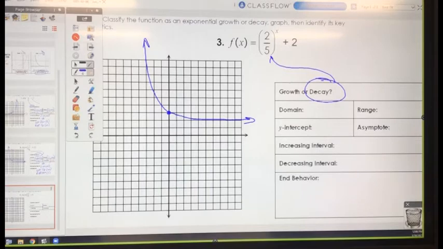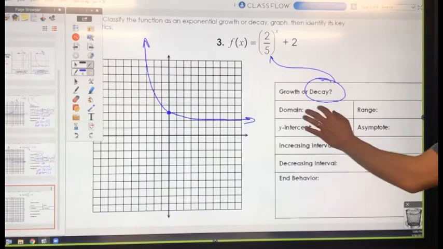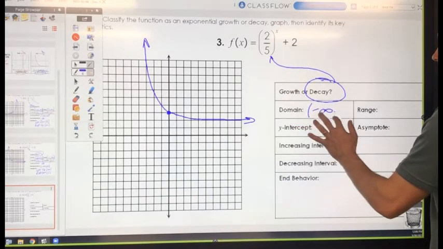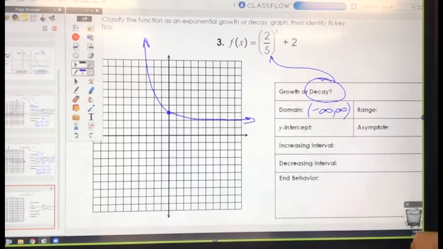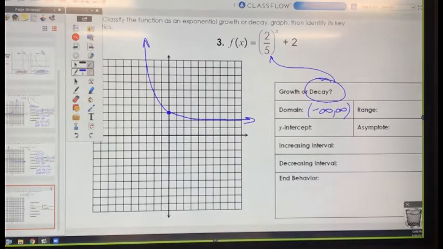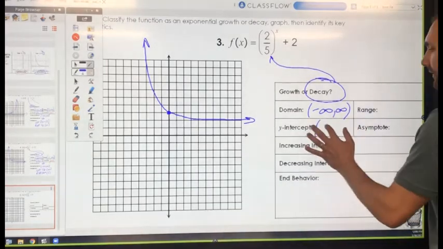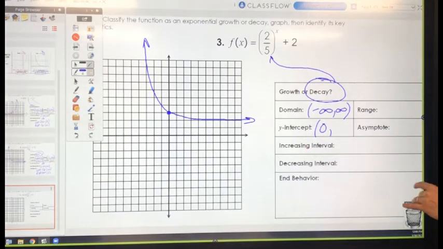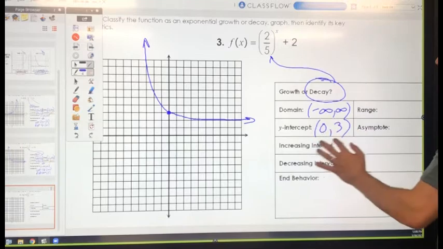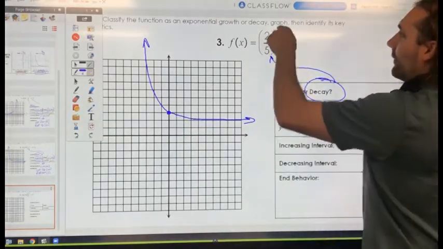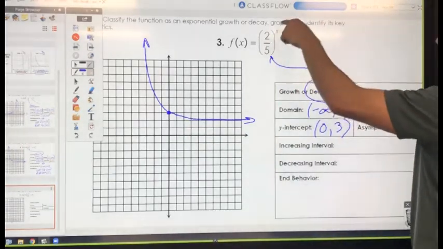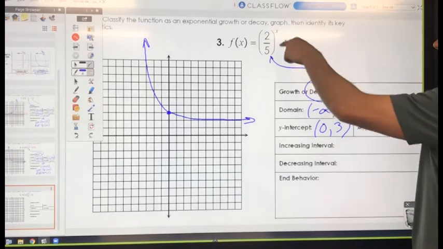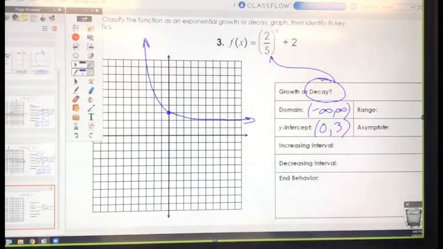What would be the domain? Negative infinity to infinity, same as always. What's my y-intercept? 0, 3, very good. So if I were to make x 0, that's 2/5 to the 0 power. Anything to the 0 power is 1, so 1 plus 2 is 3.